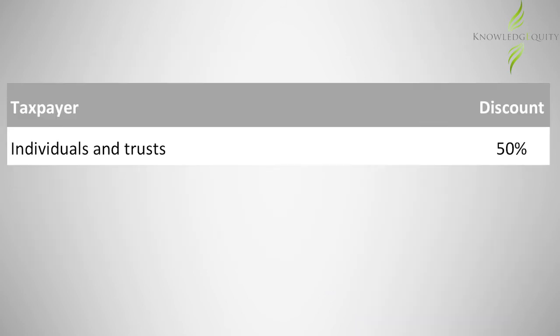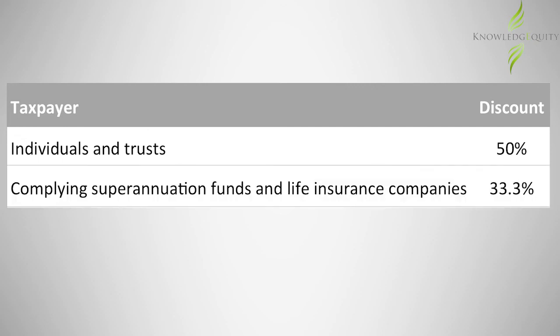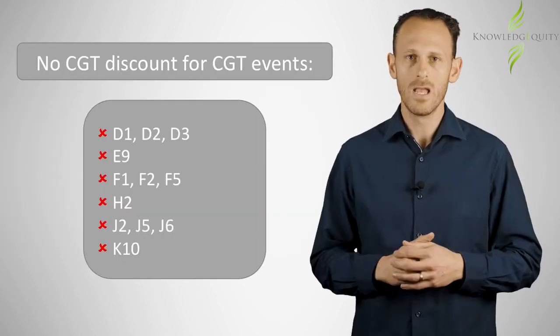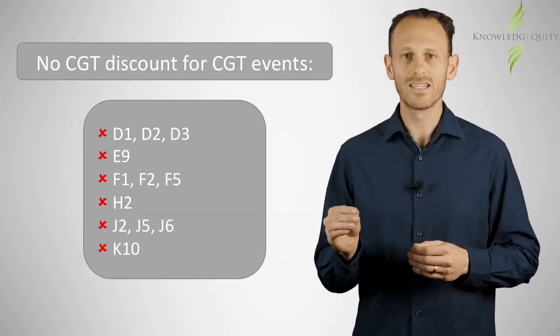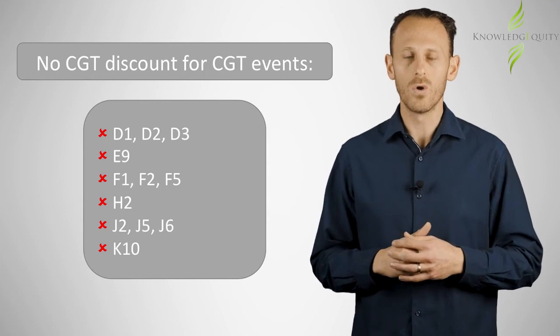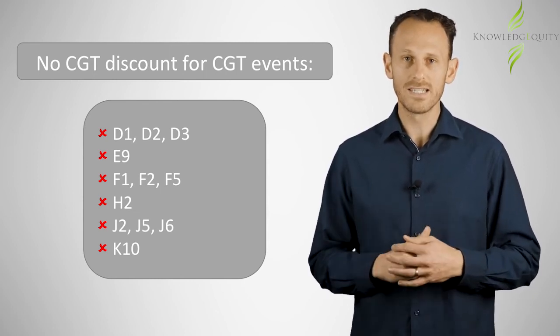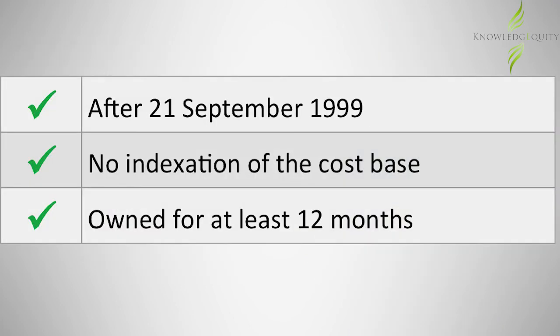Discounts apply to resident individuals, trusts and complying superannuation funds, but are not available for most companies. Note also that the CGT discount does not apply to all CGT events. Further, for the CGT discount to apply, a range of criteria must first be met, including that the CGT asset must have been owned by the taxpayer for at least 12 months.